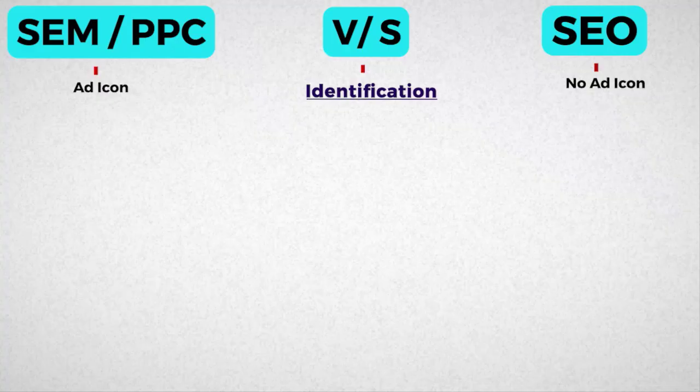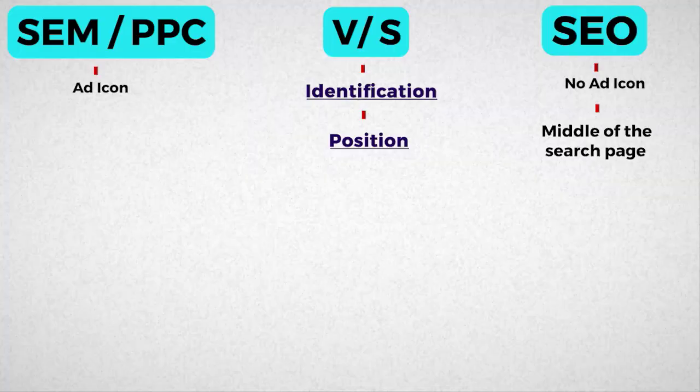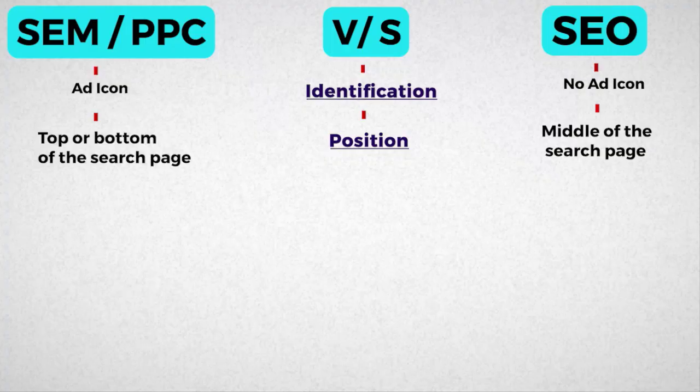Then if we talk about the positioning, the links of SEO are generally there in the middle of the page or middle of the search page, against which the link of SEM or PPC is either at the top or bottom of the search page. So that's one more comparison point.